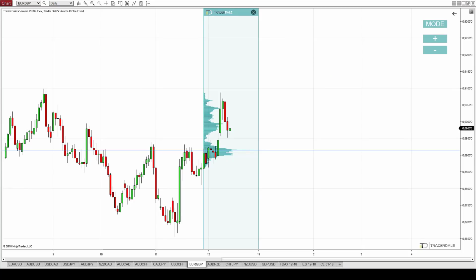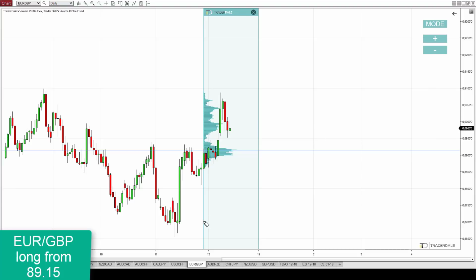The point of control of the day is usually strong support or resistance zone. Let's now move on into the swing trade ideas. I want to show you two charts today. The first one will be Euro Pound. As you can see, there is a pretty strong buying activity on the Euro Pound, and for that reason I'm looking for significant volume clusters within this buying activity.